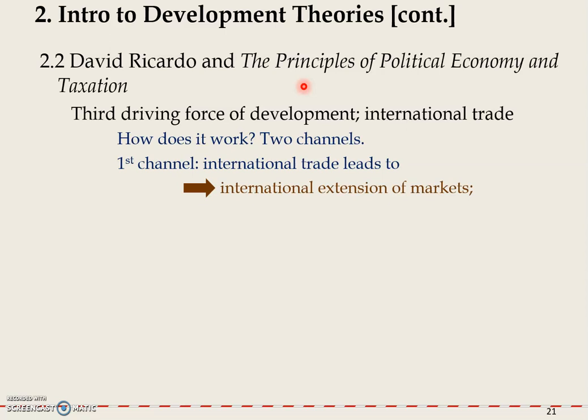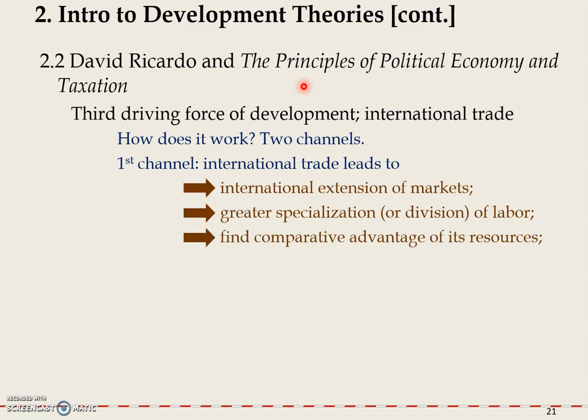But different from Smith, David Ricardo focused more upon the international extension of markets. He said because of that, there could be further specialization or division of labor, and this is going to take place across nations, not within one nation. He believes that every country could find a comparative advantage in its productive resources, what they are better at, so that they can focus on producing that product, and then we could achieve a higher worker productivity across nations. Eventually, this will lead to greater economic prosperity.